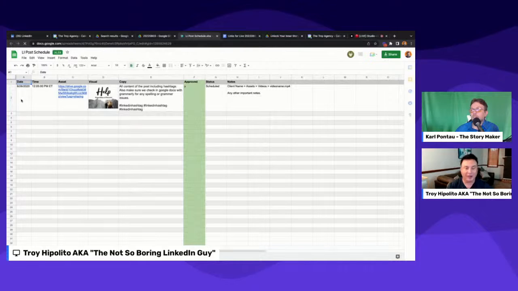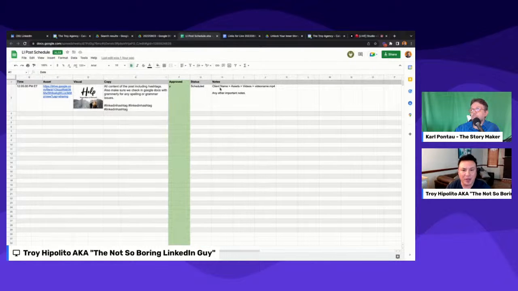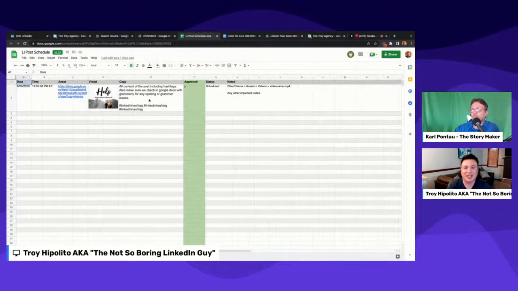A lot of times they have software to do things like that. This is a manual document where you have the date, the time, where the asset is. The asset in this case is on a Google Drive. The visual sometimes is an image. If it's a video, you may want to do a little screen capture and upload the little image. The copy, approval, if it's scheduled, yes or no. Any additional notes, the path, maybe if it's a Google Drive, how to do that. By doing something like this, you can schedule ahead, you can get approved, and it's free.